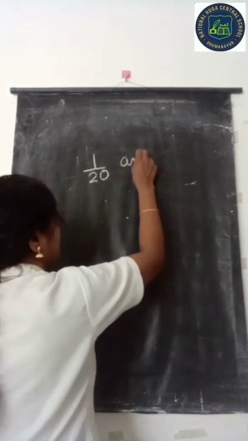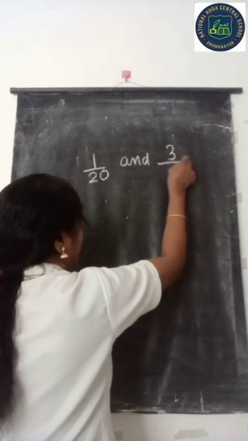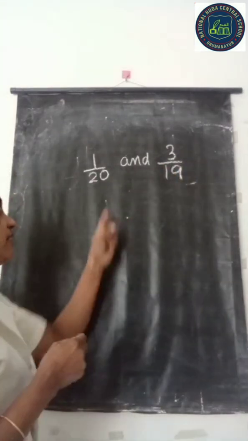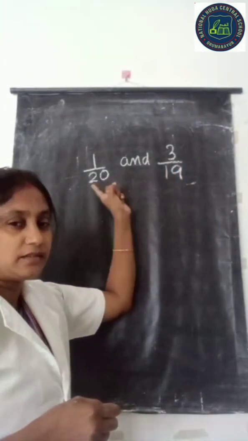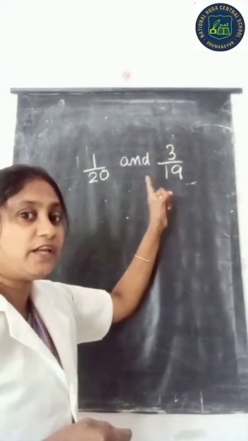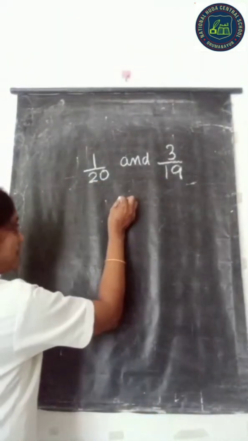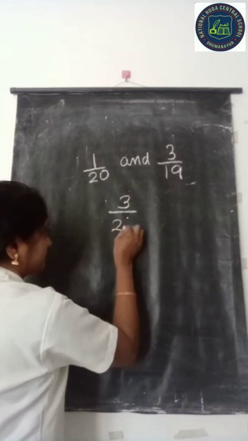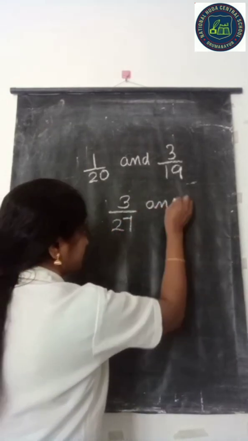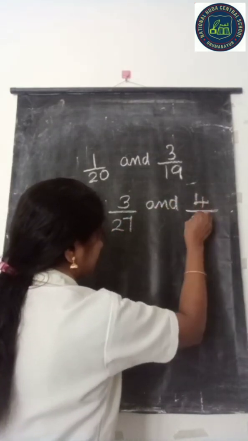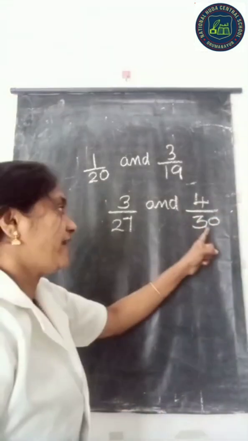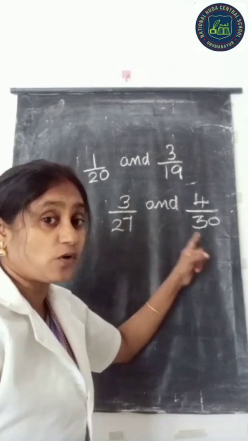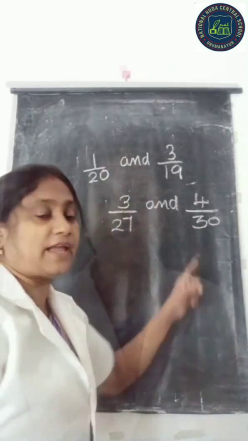1/20 and 3/19. Here the denominator is 20 and the denominator is 19. These two are different. Therefore, it is an unlike fraction. Here the denominator is 27 and this one is 30. So, these two are different. Therefore, it is an unlike fraction.